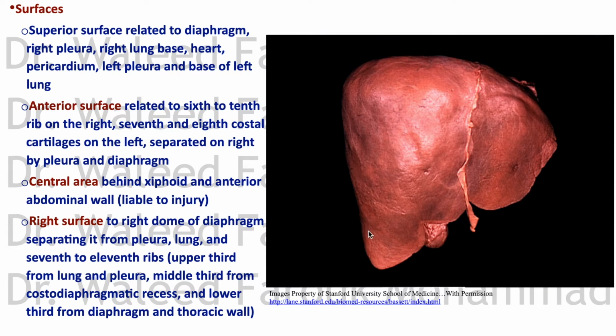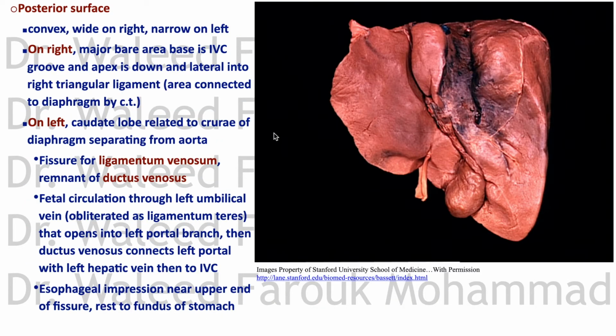So these are important relations of the right surface of the liver, and they always ask about the right relations of the liver in relation to the diaphragm, the pleura, and the lungs. The posterior surface, it's not what you see here, it's only this part. This is the posterior surface. This is continuous with the superior surface, which is narrow.